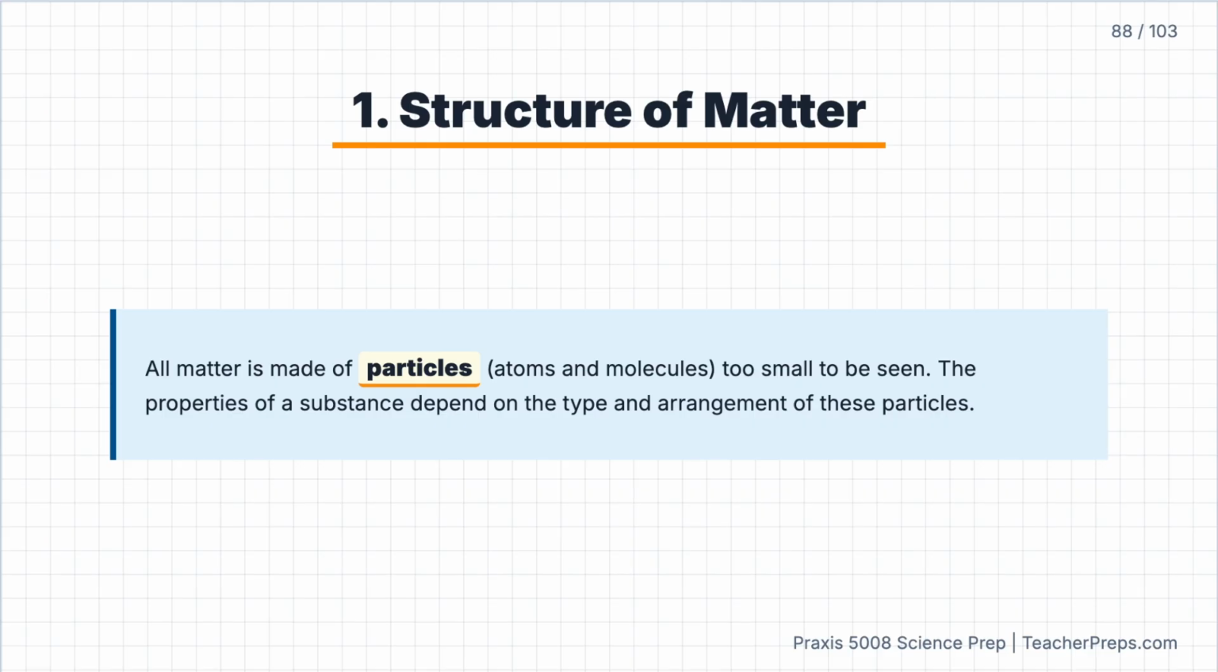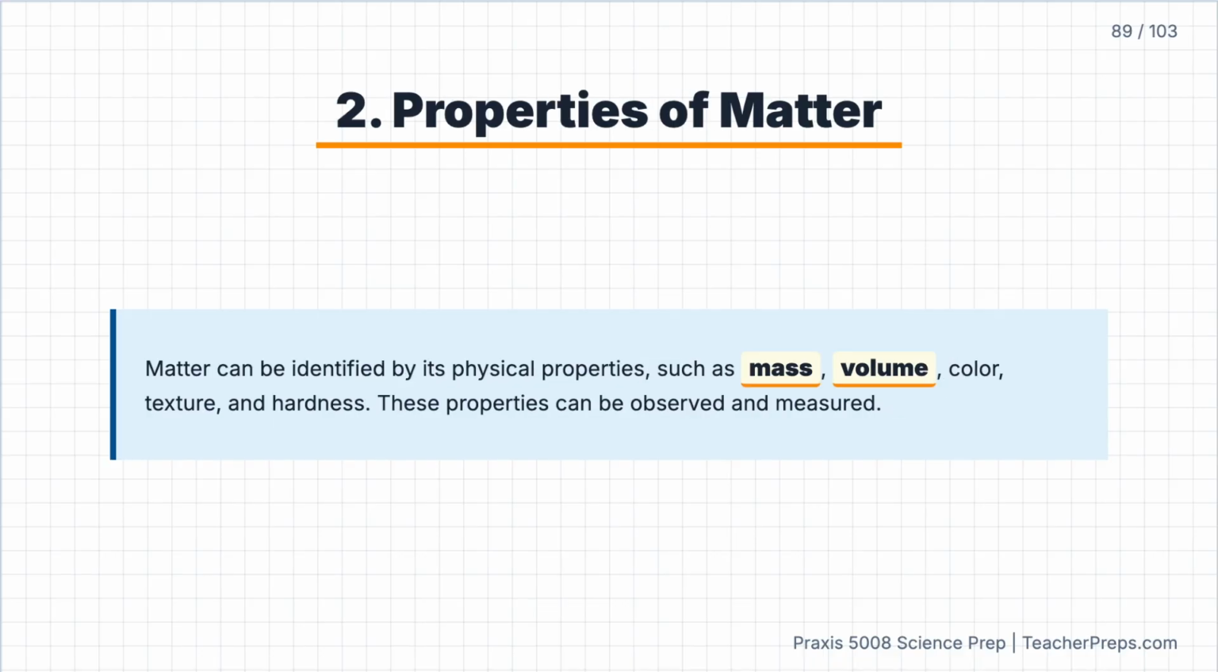Everything that you see is made of tiny particles. How those particles are built and arranged gives a substance its unique properties. We can describe and identify different types of matter by observing their properties. We can measure an object's mass, volume, or observe its color and texture.